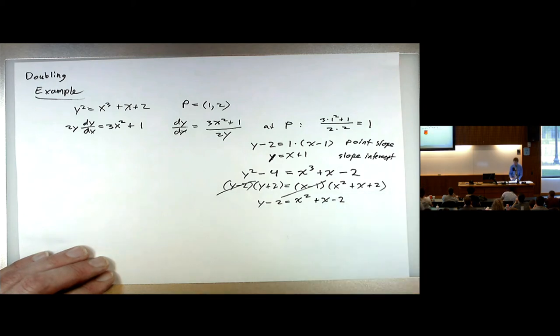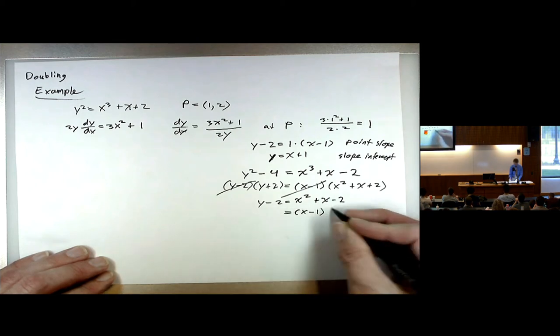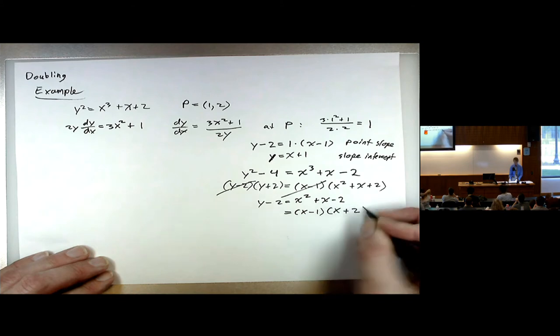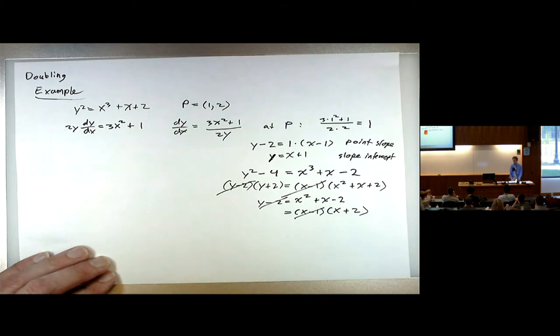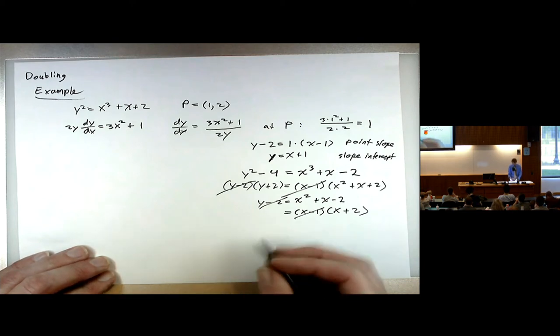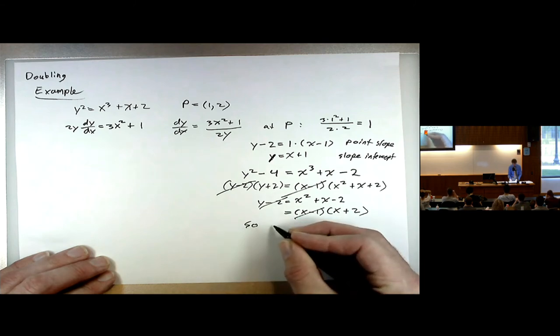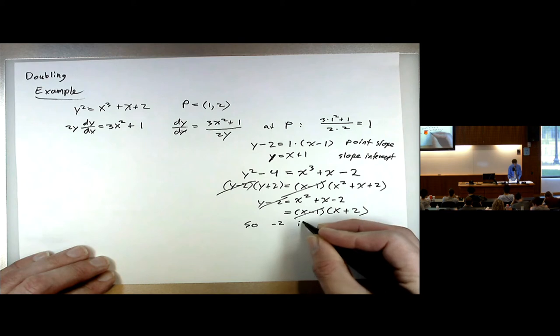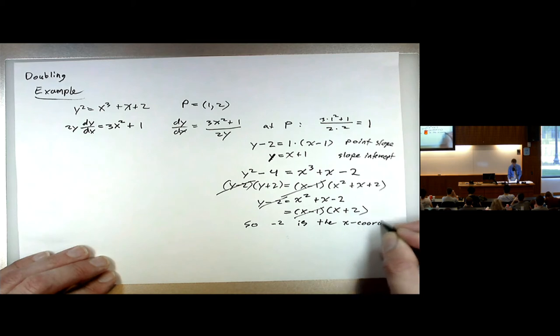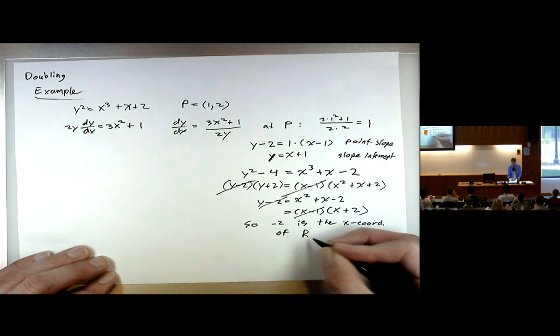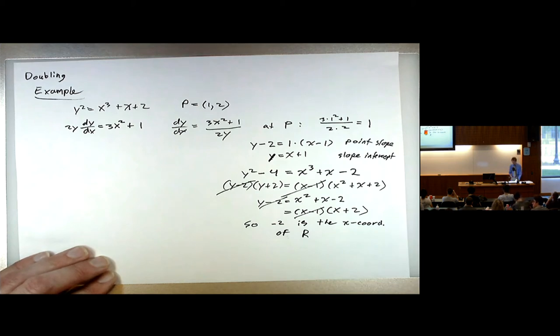You have 1 again as a root here on this side, and this is easier to tell what the factorization is. And so that tells you the x coordinate of the remaining point, the point r. Okay, so minus 2 is the x-coordinate of r, third point of intersection. And to get the y-coordinate, you plug back into the equation of your line.